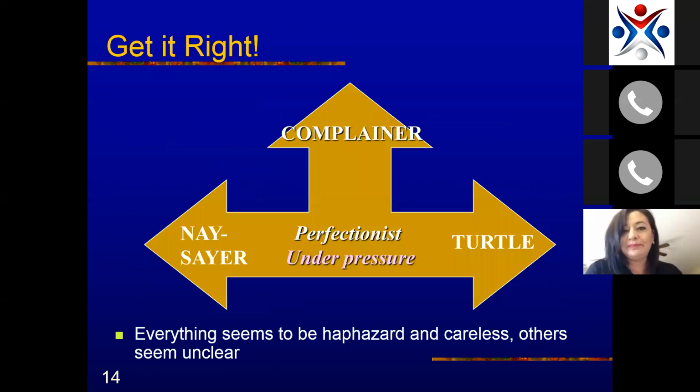Slide 14. Now let's look at the perfectionist. The perfectionist is also a task-focused individual, but unlike the controlling, he uses a more passive style. They're on the top left side of the quadrant. These are the naysayers, the complainers, and one of the turtle personalities that we will be learning about today. Slide 15.